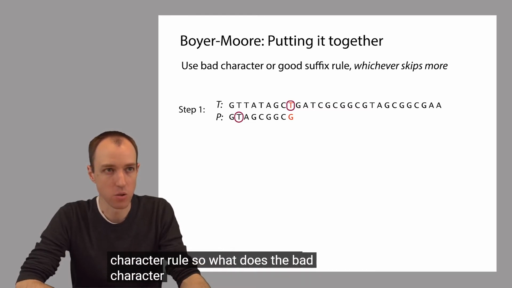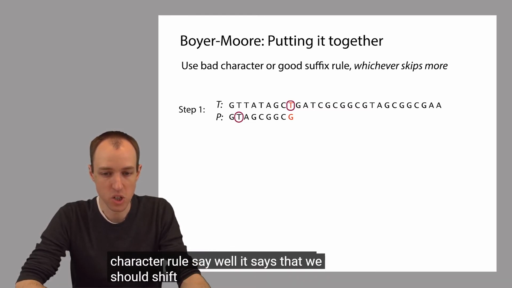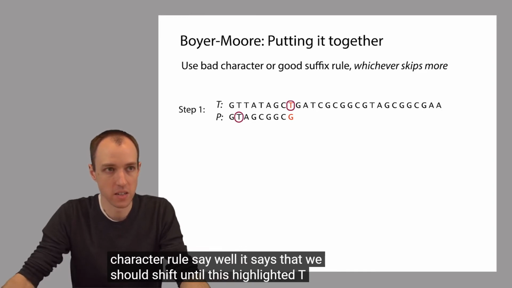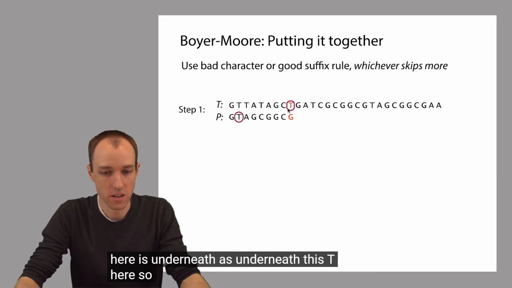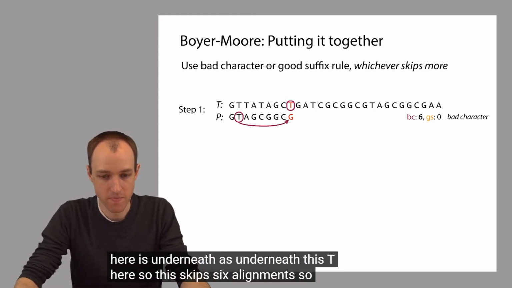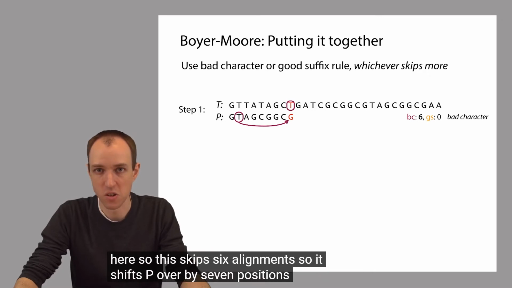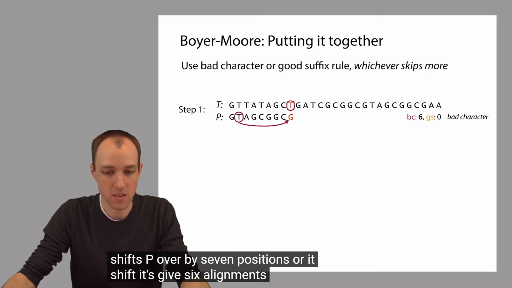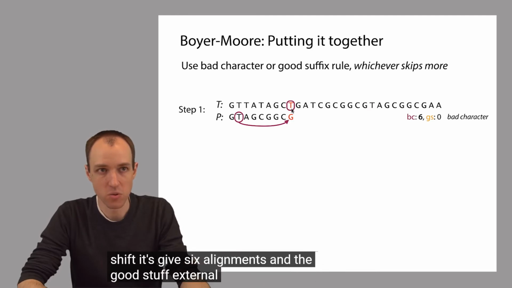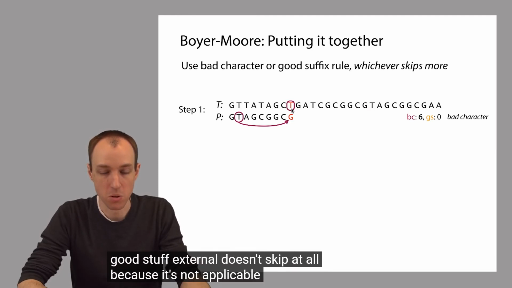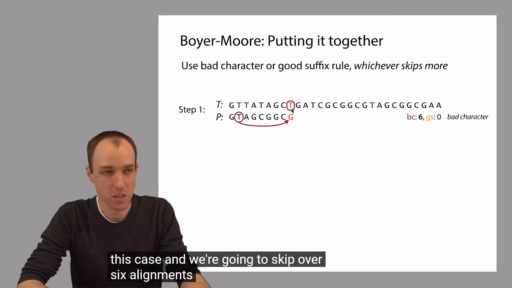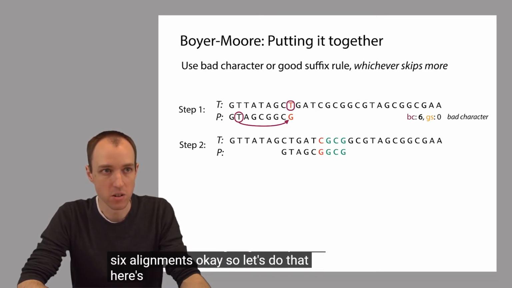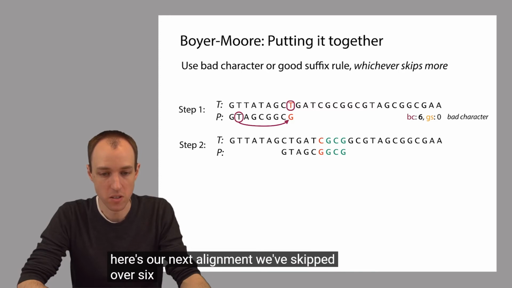So what does the bad character rule say? Well, it says that we should shift until this highlighted T here is underneath this T here. So this skips 6 alignments. It shifts P over by 7 positions, or it skips 6 alignments. And the good suffix rule doesn't skip at all because it's not applicable. So we're going to use the bad character rule in this case, and we're going to skip over 6 alignments. Okay, so let's do that. Here's our next alignment. We've skipped over 6.